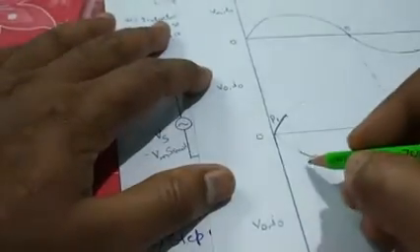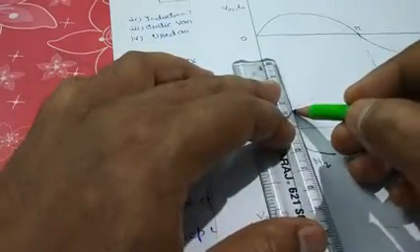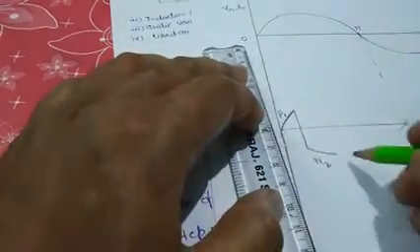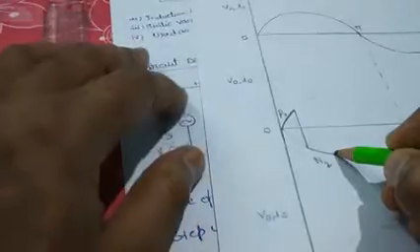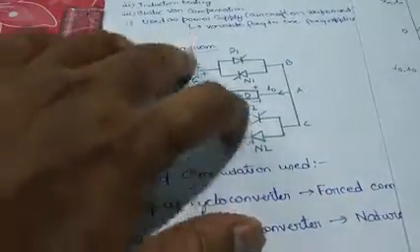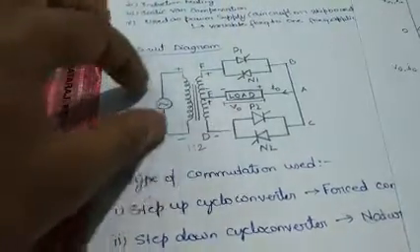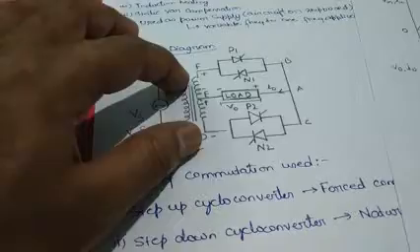Okay, so this is N2. At this point we will forcefully commutate N2 and again we will turn on P1. Now P1 is again capable of conducting. It is still in the first half cycle.